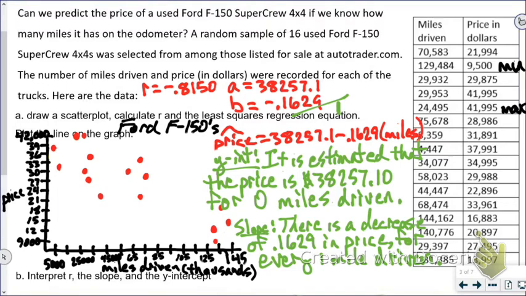I hope all that makes sense. We have a lot more to talk about. These are the basics. So hopefully you're a master at slope and y-intercept. All we're doing is putting context with it. So I hope these make sense.